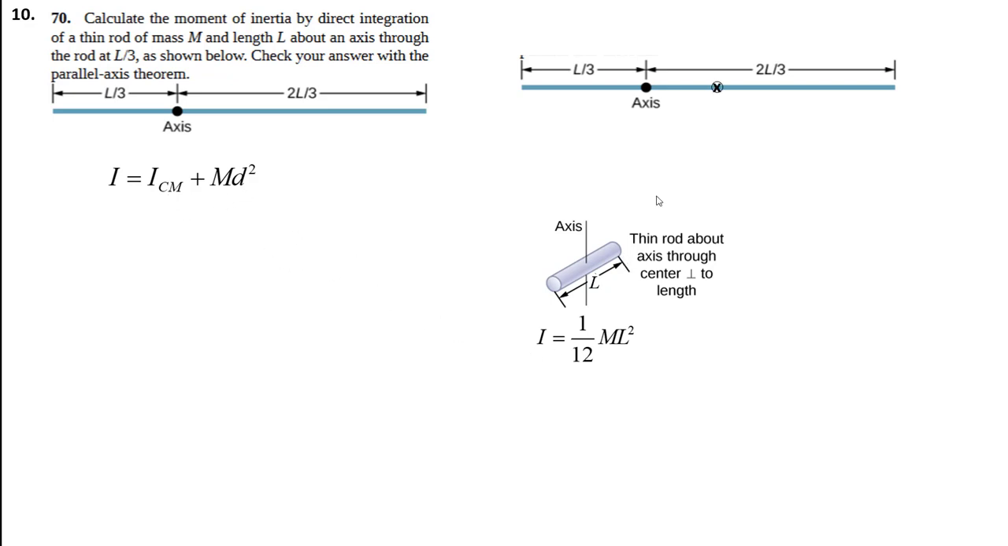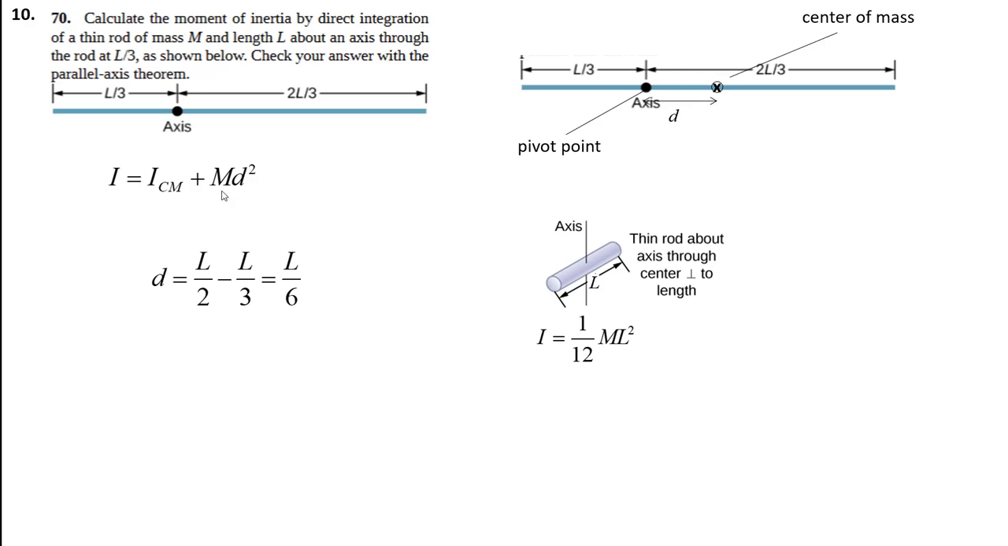Let's find it here. There's the actual center of mass. That's just halfway across here. And d is defined as the distance between my pivot point and my center of mass. So let's figure out what that is. This pivot point is L over 3 from the end. The center of mass is just going to be at the center, which will be L over 2. So the distance between them is just going to be L over 2 minus L over 3, which is L over 6. So that's going to be the value of d that I use.